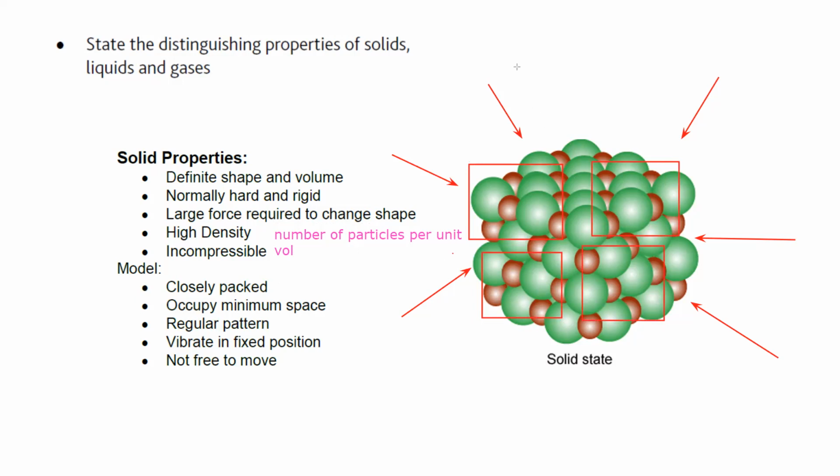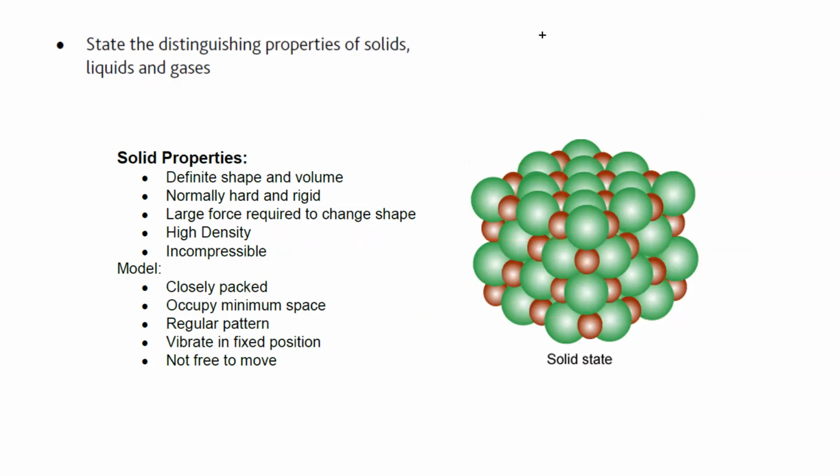And they are incompressible. Why are solids incompressible? Because the particles are already so close to each other that we cannot make them any closer, or reduce their size. That's why they are incompressible. And in a solid we find close packing. The term close packing means the particles are very close to each other and occupy the minimum space. They have a regular pattern, a regular arrangement.